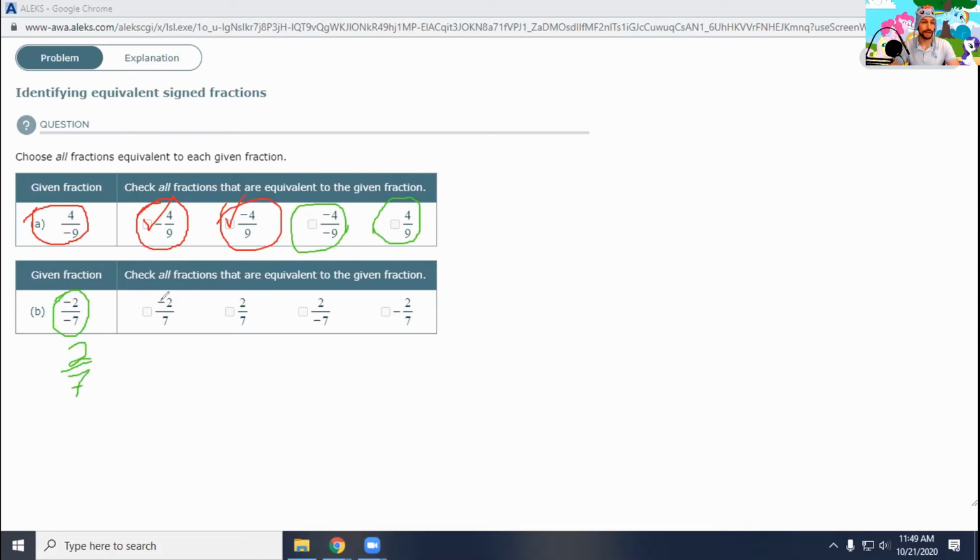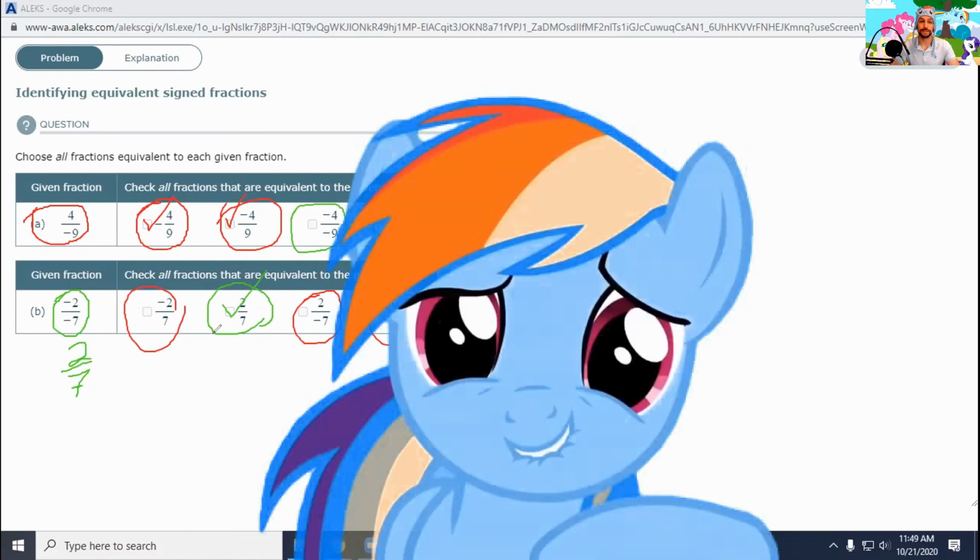This has one negative sign, it'll be negative. This obviously is positive. This has one negative sign, it'll be negative. And this has one negative sign, it'll be negative. So let's mark those. Negative, negative, negative. Our fraction was positive, so we choose the only other fraction that is positive.